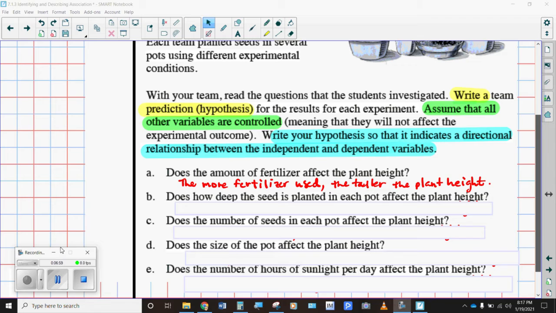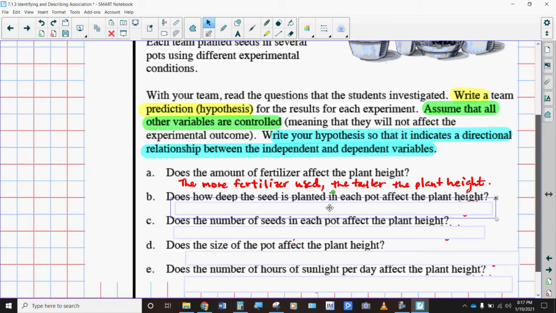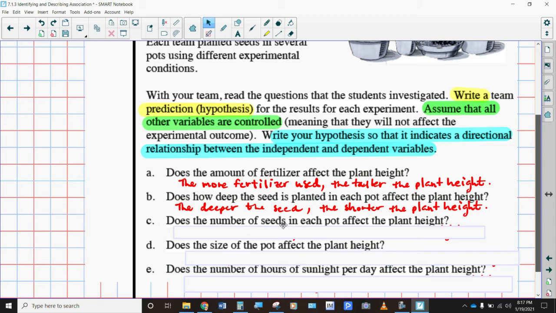Okay, hopefully you've spent some quality time doing that. Let's see. How deep the seed is planted, does that affect the height of the plant? And I think it will. I think in a 3-week period, eventually all the plants would end up being the same height. But after 3 weeks only, it's going to take a little bit of time for the plant to reach the surface. Something that's planted an inch below the surface will pop out pretty quickly, but something that's planted 10 inches below the surface will take a while before it makes it up there.